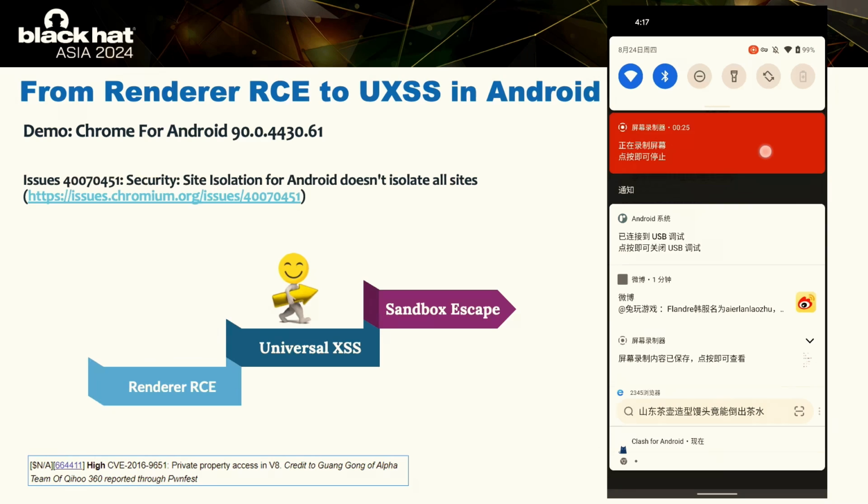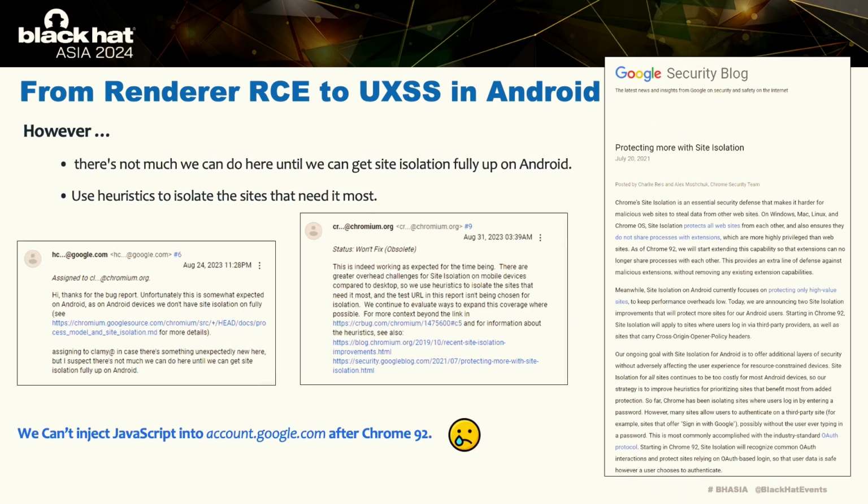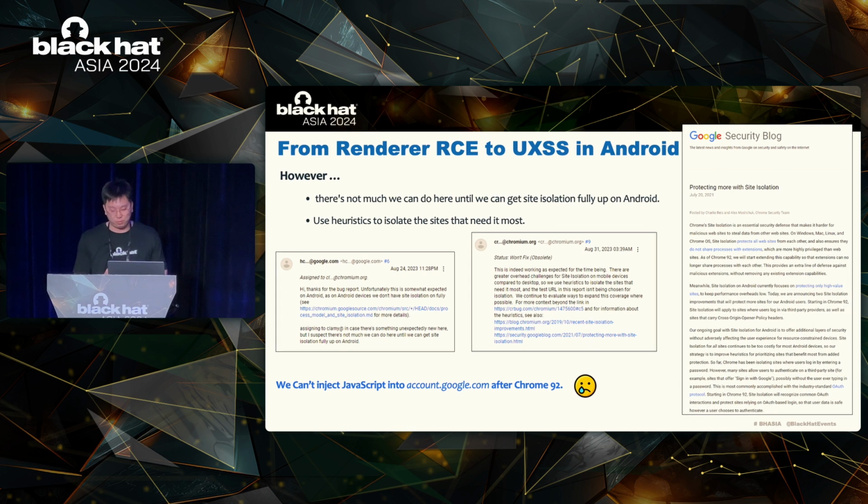After I talked about this method with Gongguang on TFCup, he said it is similar to another bug of his used on PwnFest 2016. This is a very big coincidence, so I also list his method here. After I submitted this issue to Google, however, Google said it won't fix it since they can't do anything. They can't do much until they enable strict site isolation on Android.